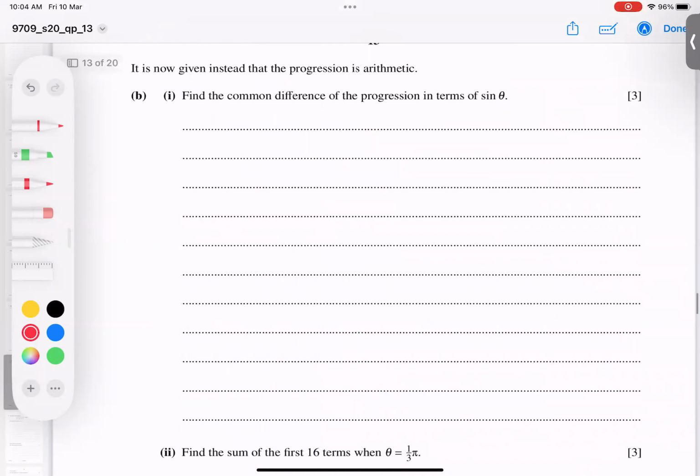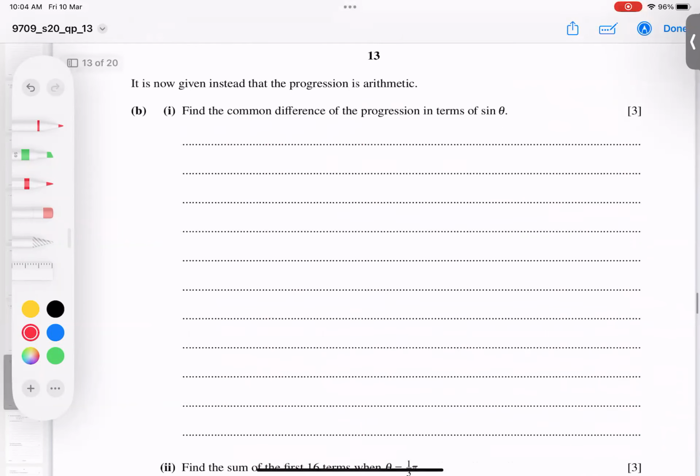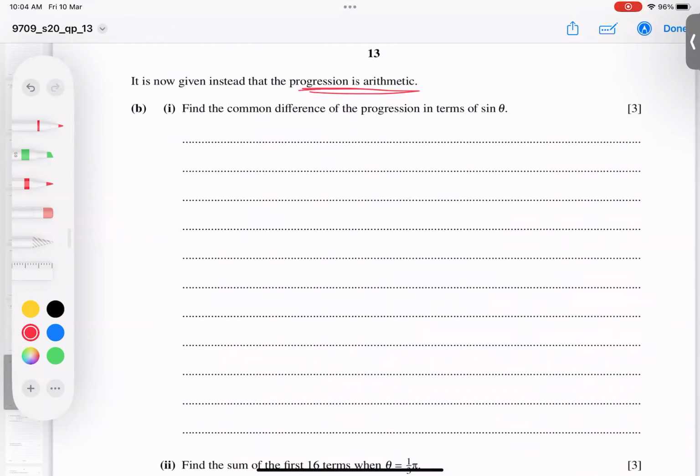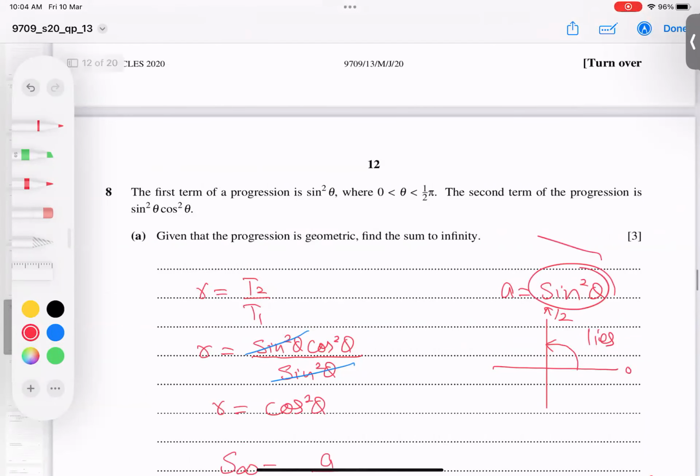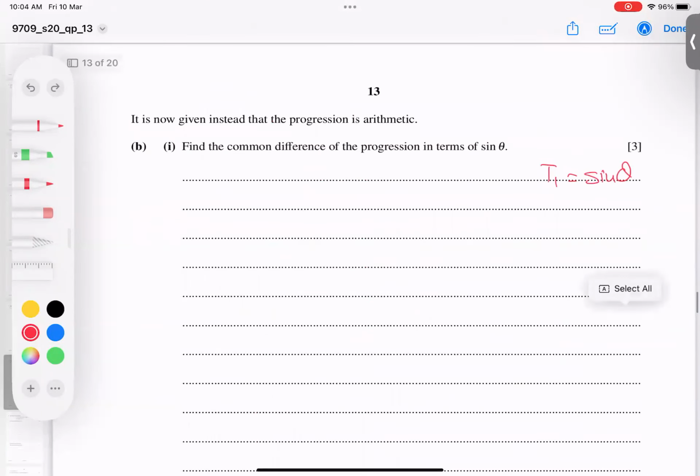Second part. Now he's saying instead of the progression being a GP, now it's an AP, arithmetic progression. Find the common difference. As you know, our first term, wait a minute, let me recheck. Sine square theta. The second term is sine square theta cos square theta. The first term is sine square theta. Second term is sine square theta cos square theta.